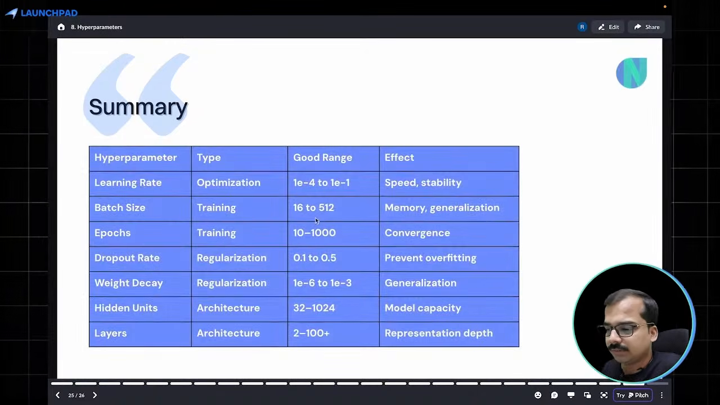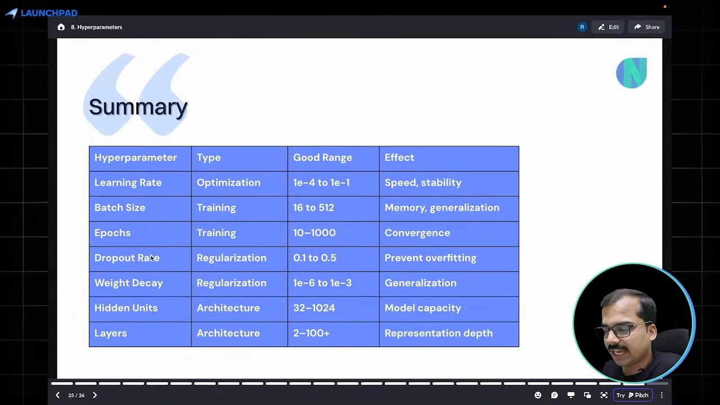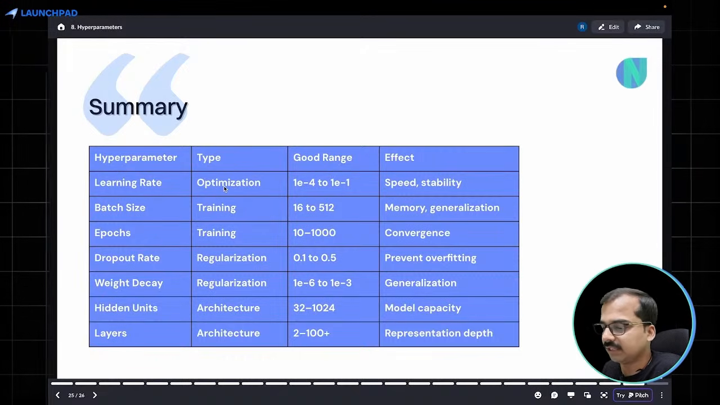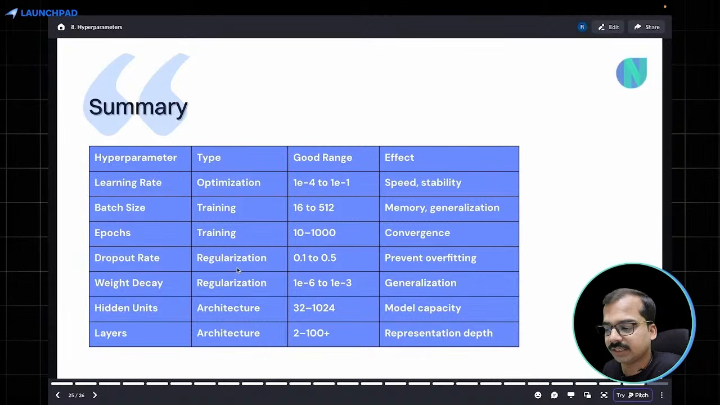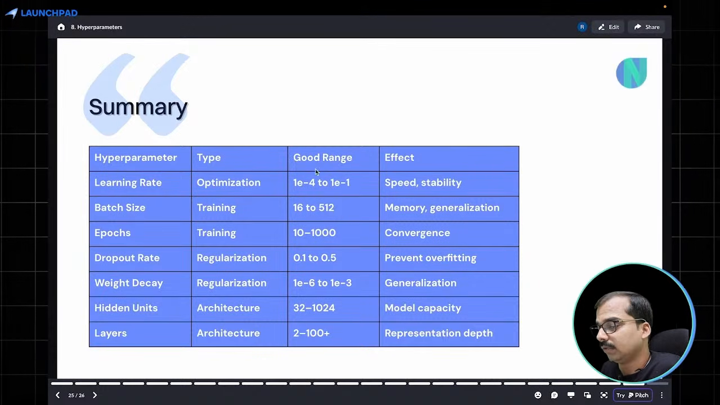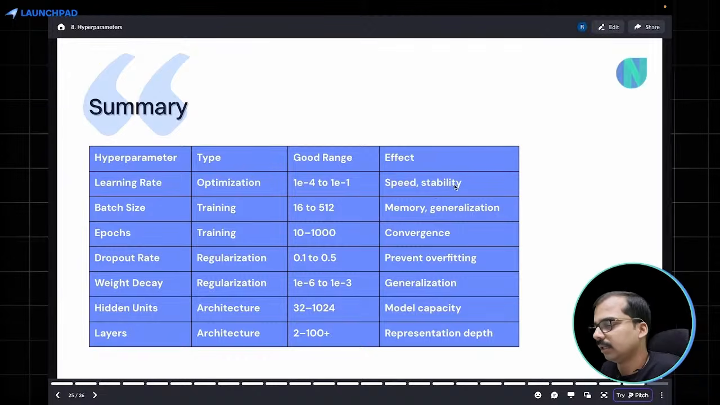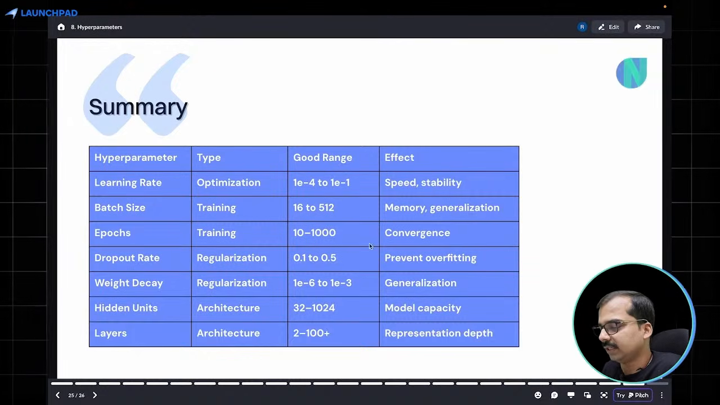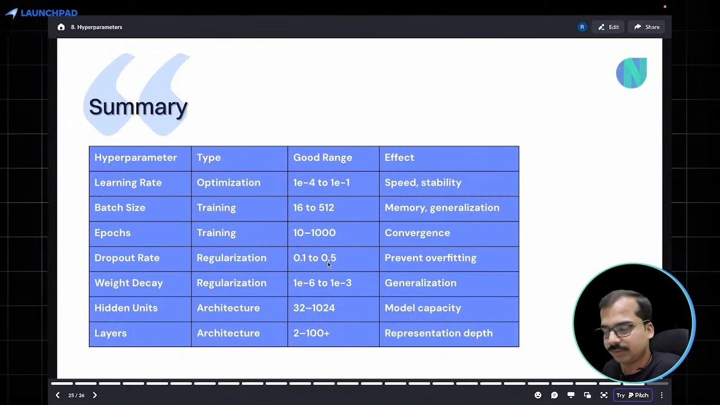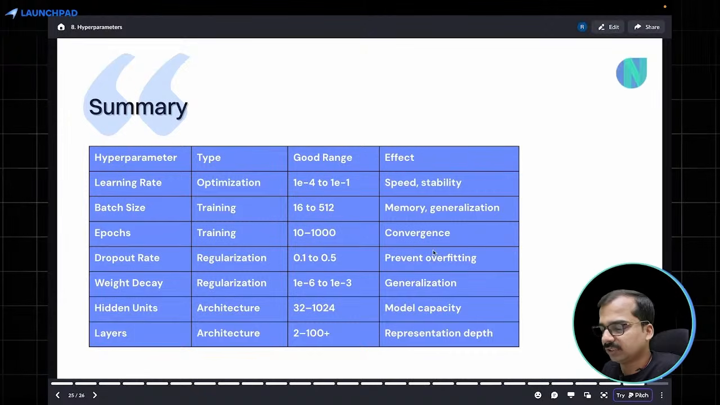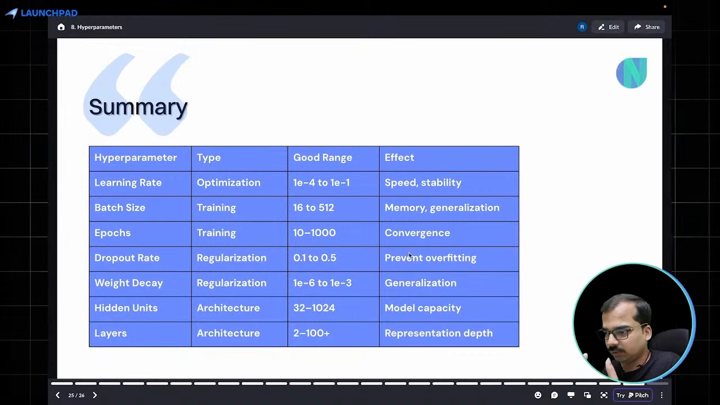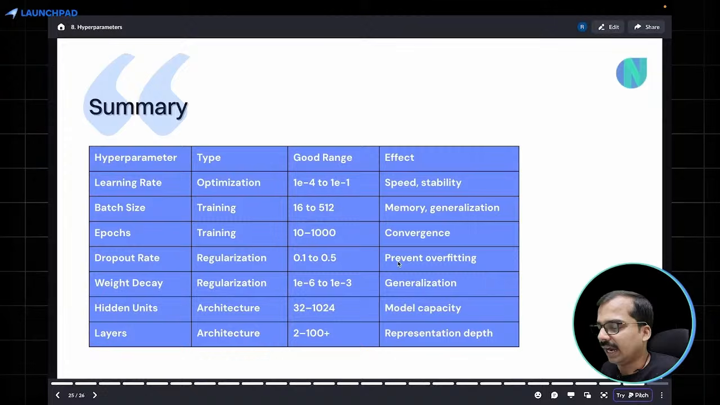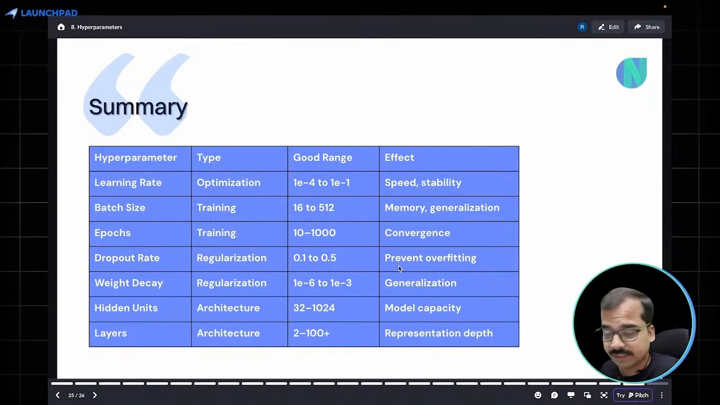This is a summary of the different hyperparameters: what type each is, whether it's for training, regularization or architecture, what a good preferred range is, and what the effect is. For example, dropout rate: if you increase the dropout rate, you're basically trying to simplify the model because you're removing connections during training, and that prevents overfitting.